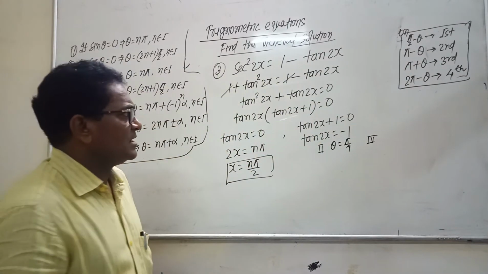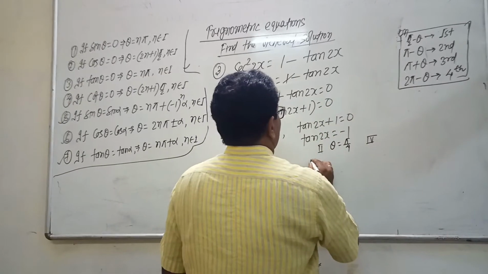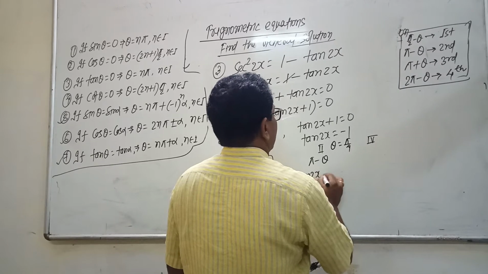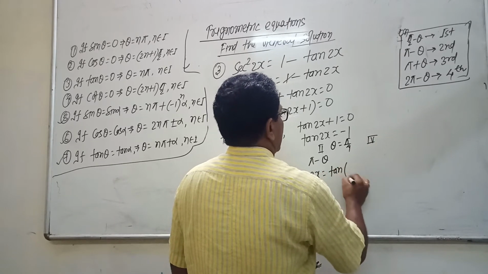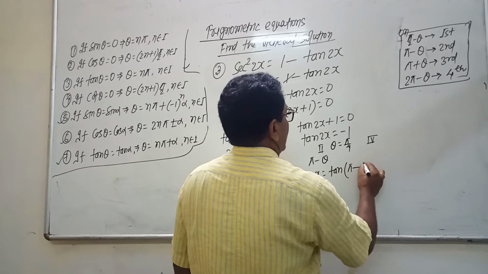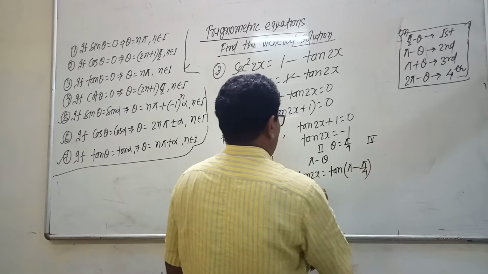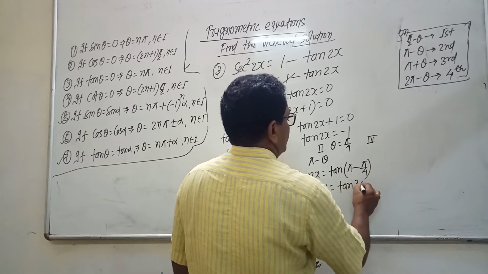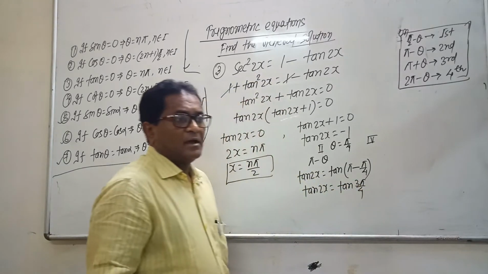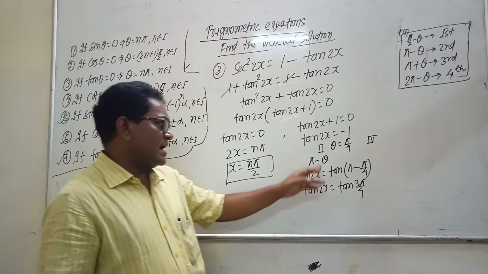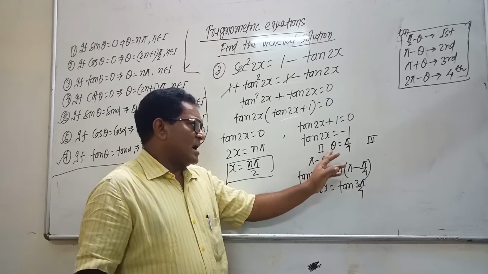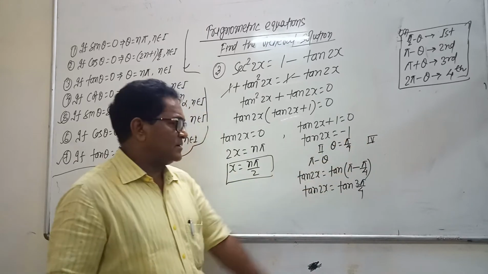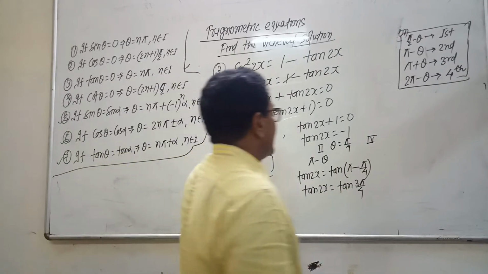And for the second quadrant the formula used is pi minus theta. So tan 2x is written as tan of (pi minus theta), and in the place of theta there is pi by 4. So tan 2x equals tan of 3 pi by 4. In the general solution we will have to take the least value, and from these two quadrants the least value will be of the second quadrant. So tan 2x equals tan 3 pi by 4.